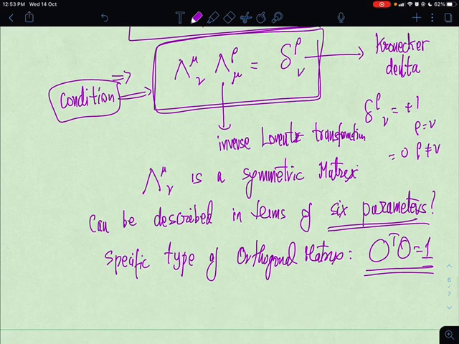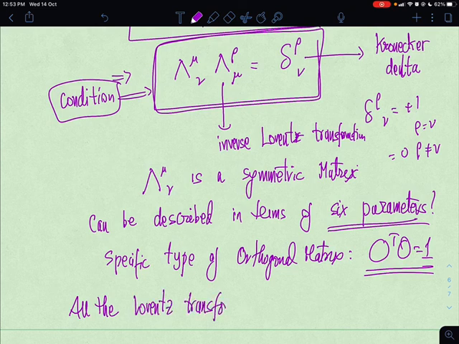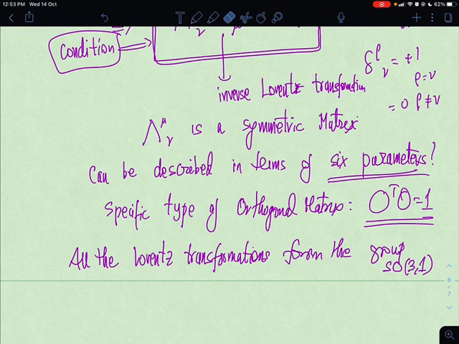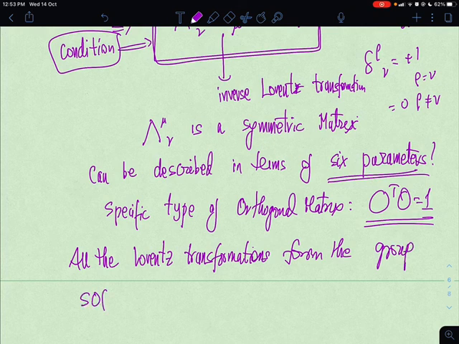In fact, it forms a group, as we will see later, which is called SO(3,1). All the Lorentz transformations form the group SO(3,1). We will come to the definition of a group in a second.